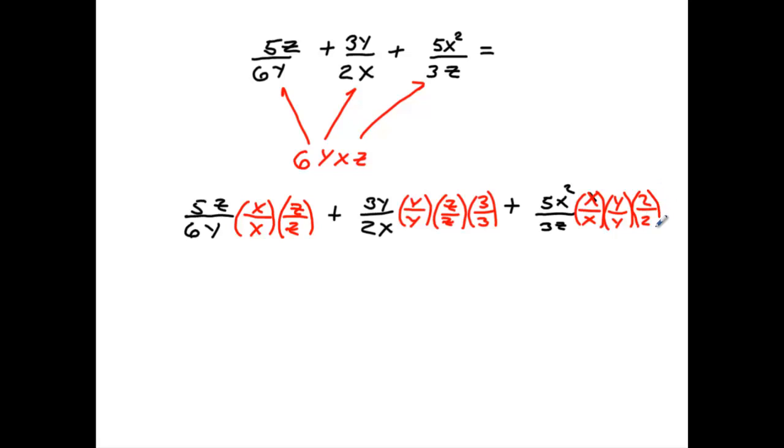Okay. So again, just follow a logical step. Again, the reason you can do this is because each one of these values here is the same as 1. That's the only reason you can do the multiplication. And now go ahead and do the multiplication.